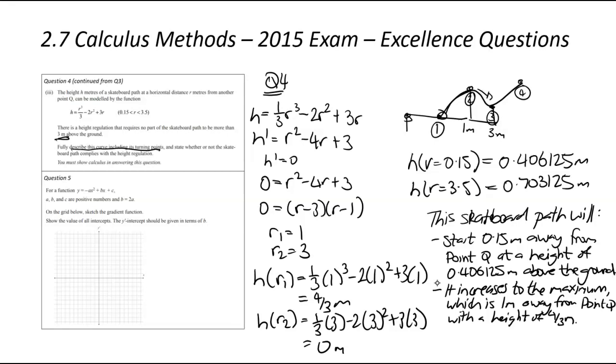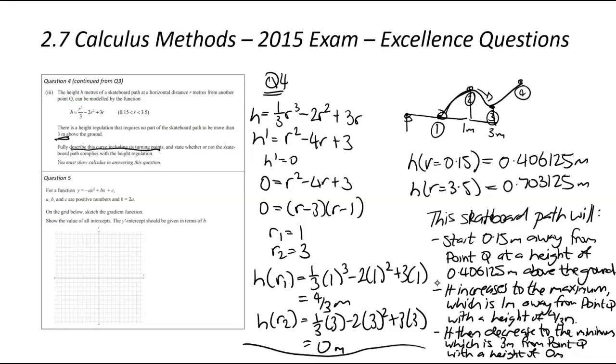We then need to explain the decrease. It then decreases to the minimum, forgive me if I'm running out of room, which is 3 meters from point Q, with a height of 0 meters. And finally, our fourth point, we'll do it over here.